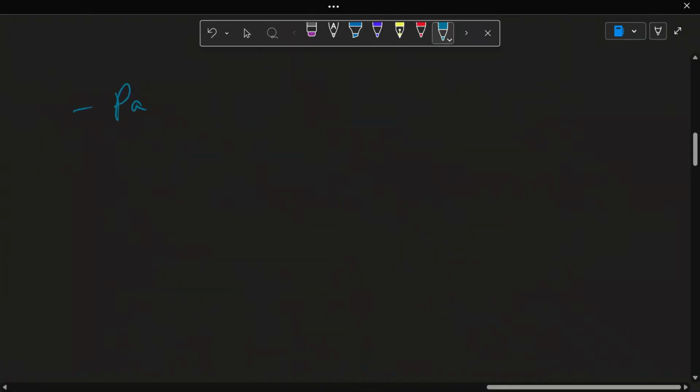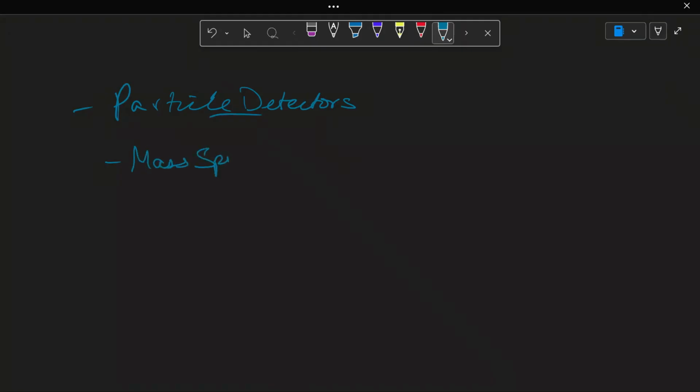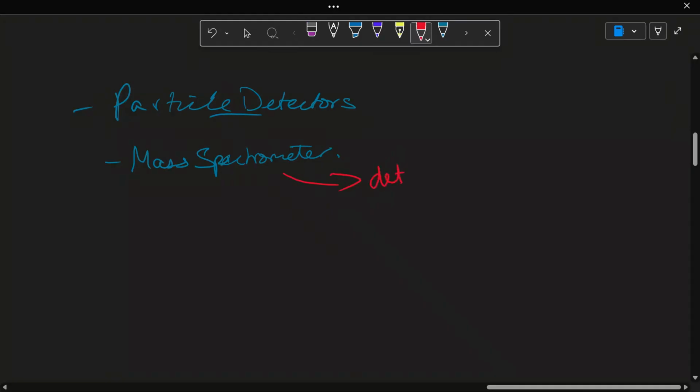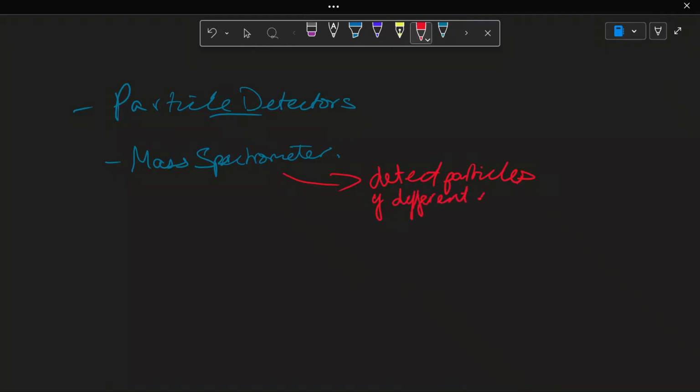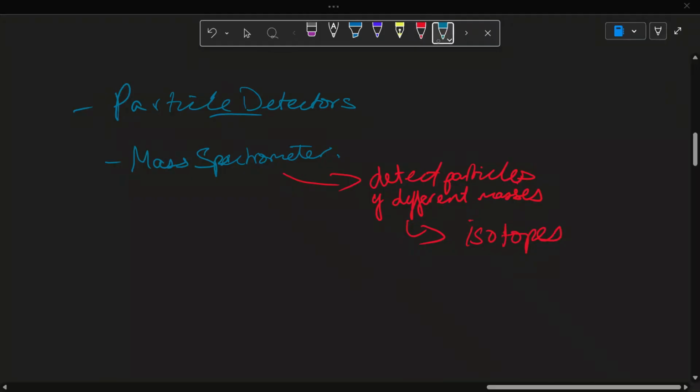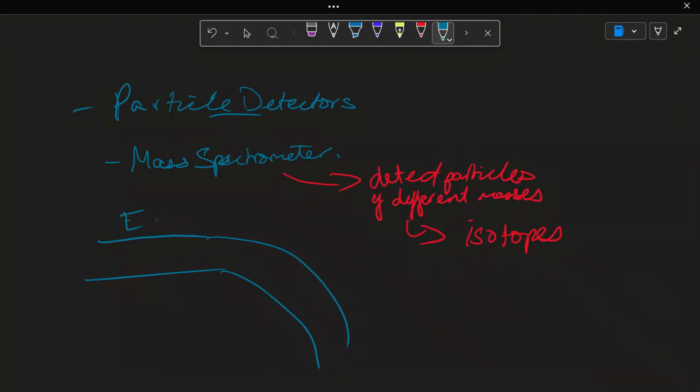Okay, in terms of particle detectors, it's roughly quite similar as well. The best example for this is a mass spectrometer. So a mass spectrometer, generally, can detect particles of different masses. So it's good in identifying relative abundances of isotopes. Okay, so this is our mass spectrometer. You've got an electric field here and our magnetic field here.